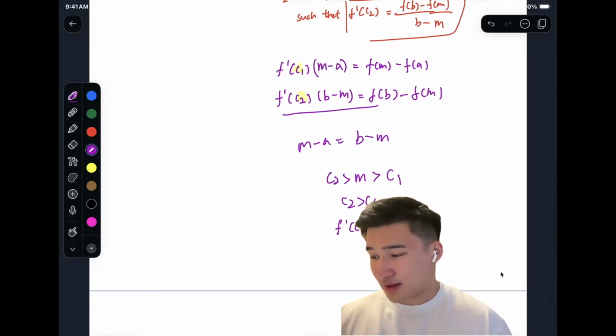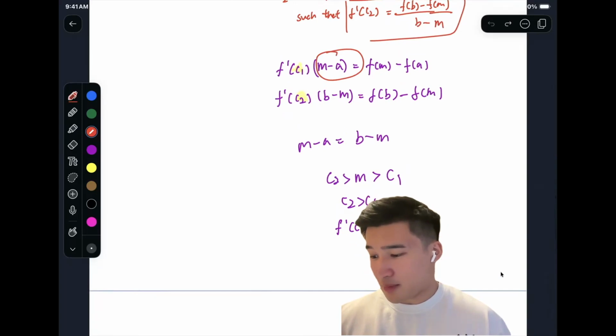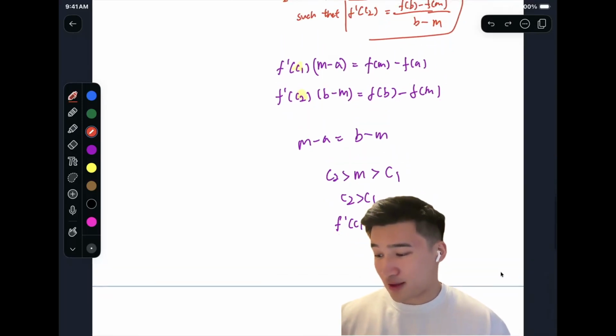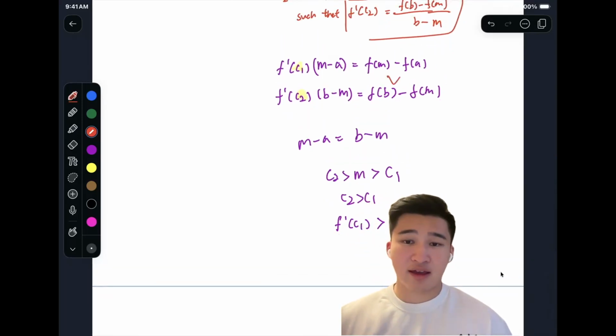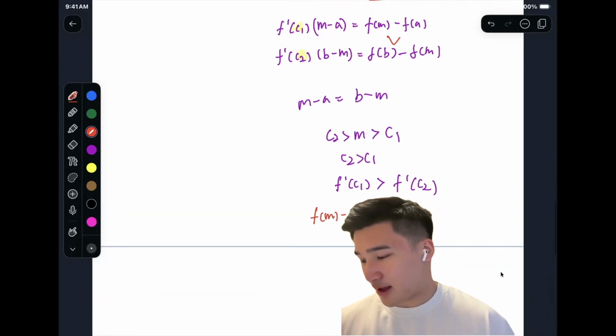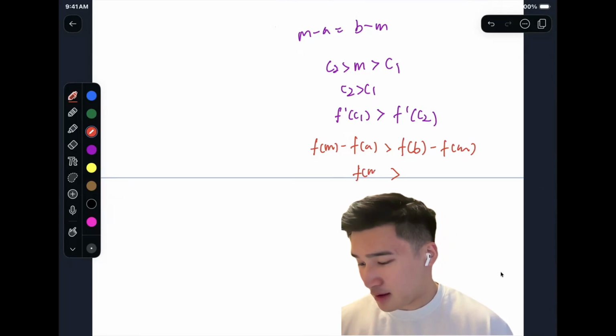Looking back at this formula, these two distances are equal anyway, so we don't have to look at them. But we do know that f prime of C1 is greater than f prime of C2. So we know that f(M) minus f(a) is greater than f(b) minus f(M). Here, you can do very quick manipulation. You'll get f(M) times 2, because you move that over here, and you have f(a) plus f(b).